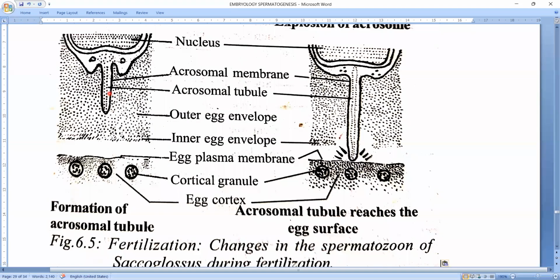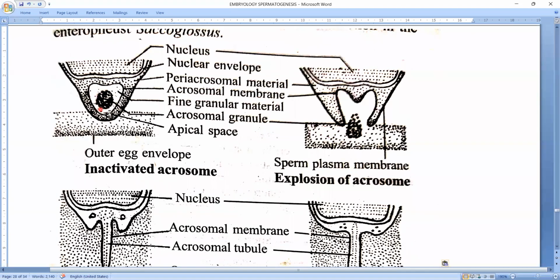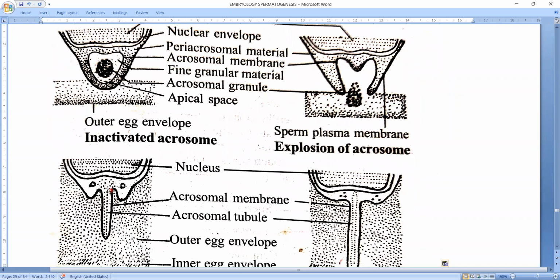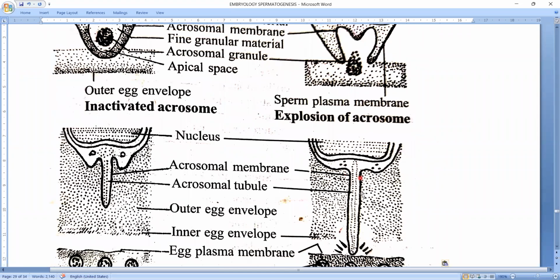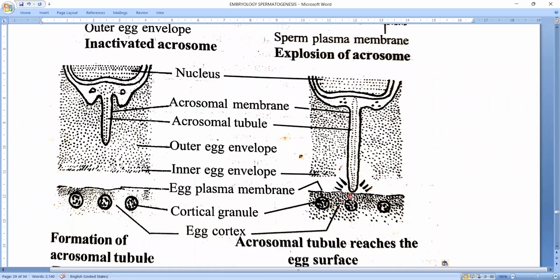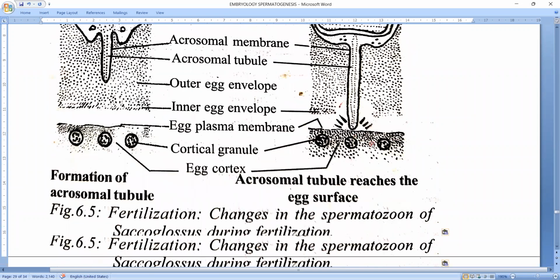So this is the acrosome. Both the membranes of the sperm are ruptured. This is the outer coats of the egg. Acrosomal granules are released, and at the same time a tubule is formed that gradually increases and touches the egg membrane. It crosses all the outer layers like the corona radiata and zona pellucida, and the vitelline membrane.